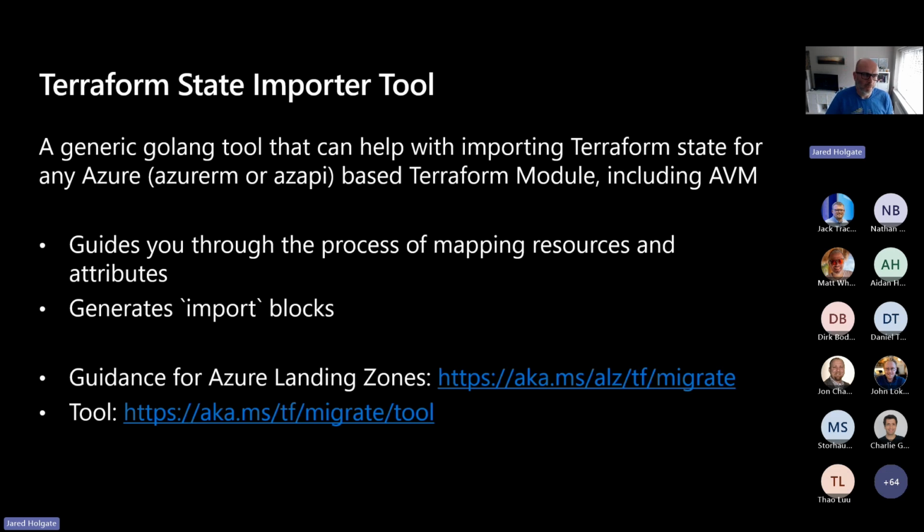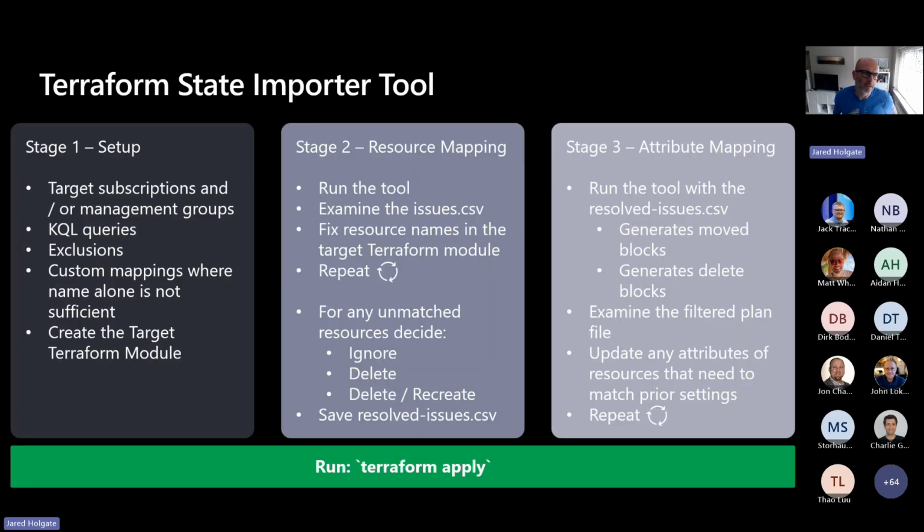So how it works, basically, there's 3 stages to it. So there's a setup stage. You need to provide some config to the tool. You need to tell it either which subscriptions you want to target or which management groups, or you can have a combination of both if you want. You need to tell it what things you want to query. We provide some examples ready to go for this, but basically it uses KQL, Kusto Query Language queries, to query Azure resources and get that information back.